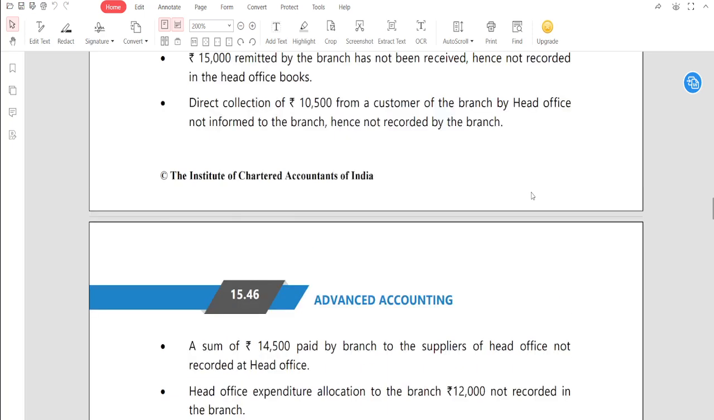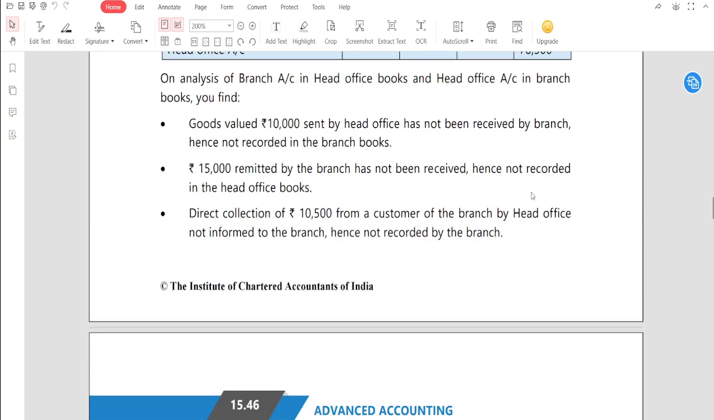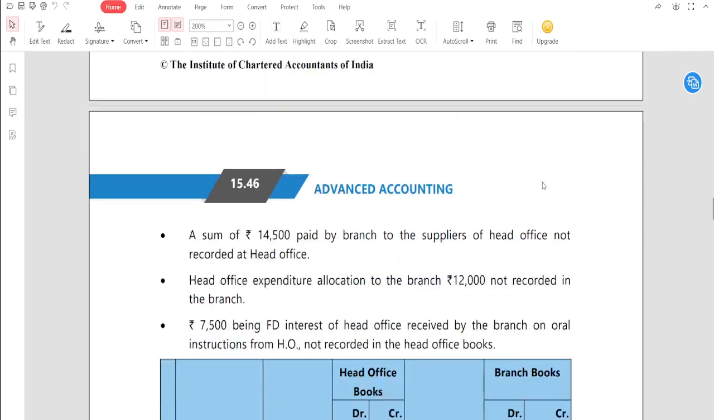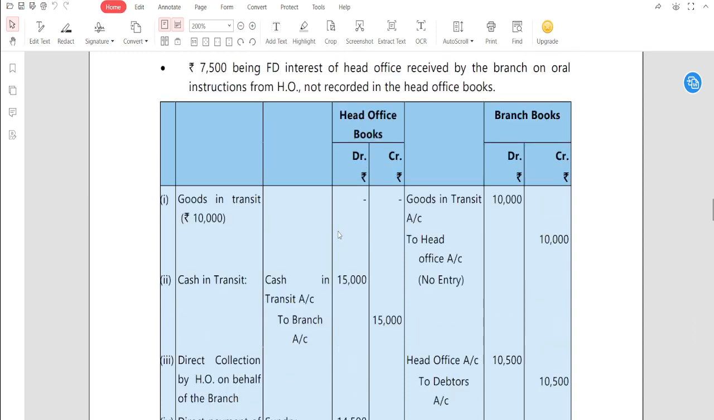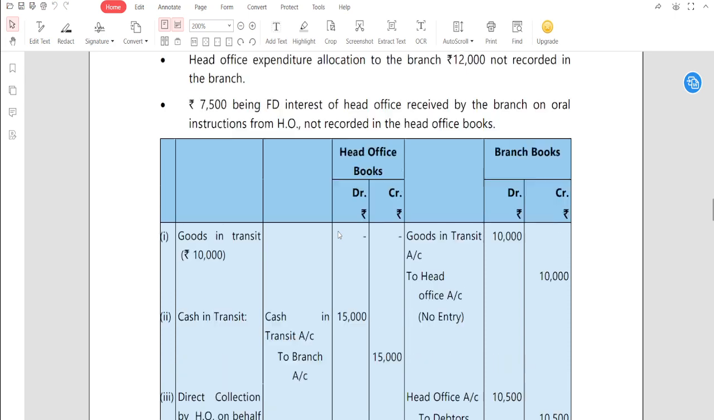Now the next entry is that 15,000 remitted by the branch. It means the branch sent cash to the HO, but HO forgot to record. That is what happened. It means in the books of HO we need to make an entry: cash in transit account debit to branch. See, they have made the same entry, cash in transit to branch. We need not make any entry in the books of the branch because the branch has already sent it. But in the books of HO, we need to make a record of this. Cash in transit to branch. That is what we have done.